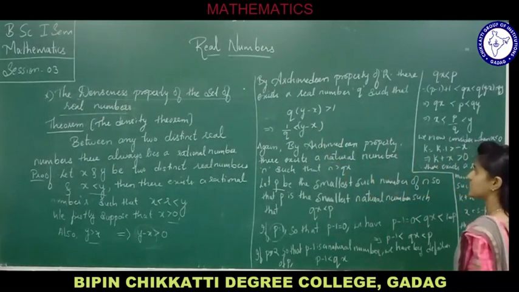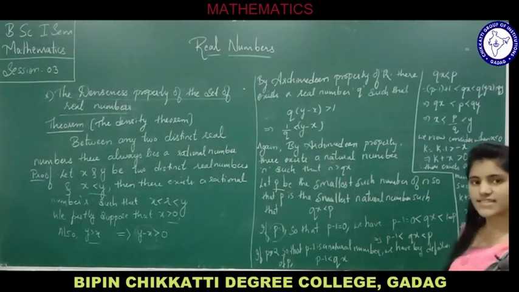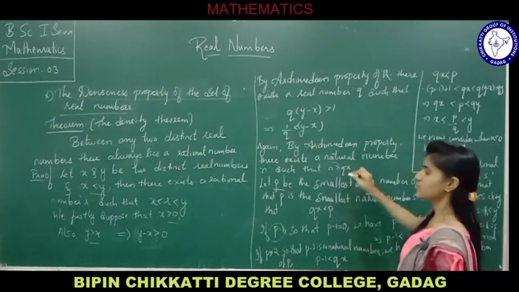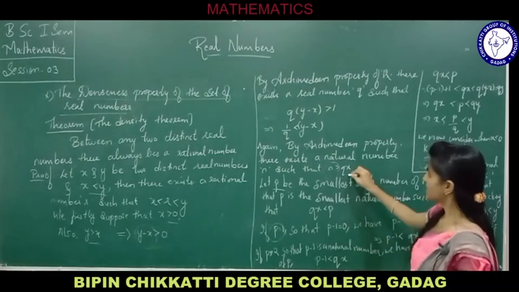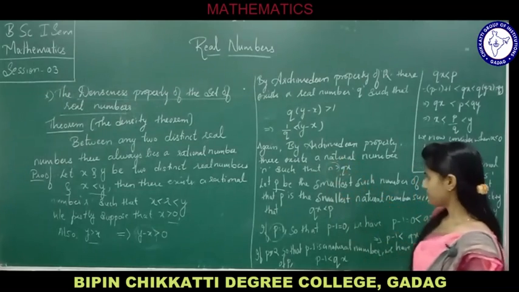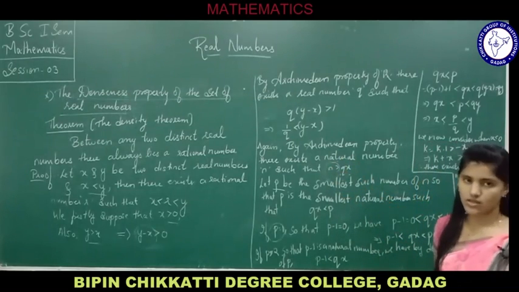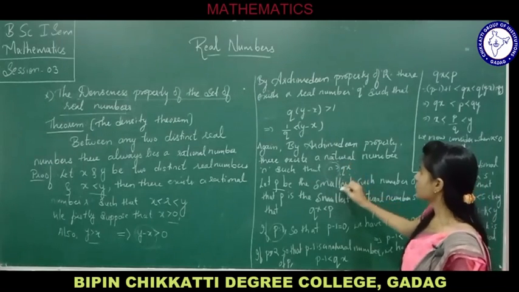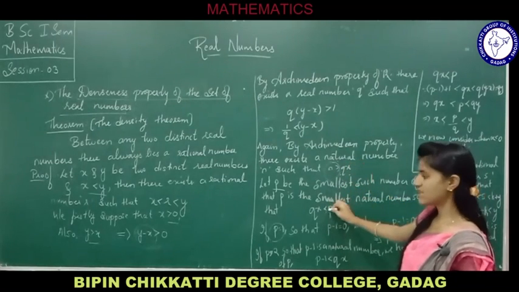Again, by the Archimedean property, there exists a natural number N which is greater than Q into X. Like this, P is the smallest of these N, the smallest natural number. If P is the smallest natural number, then Q into X is going to be less than P.